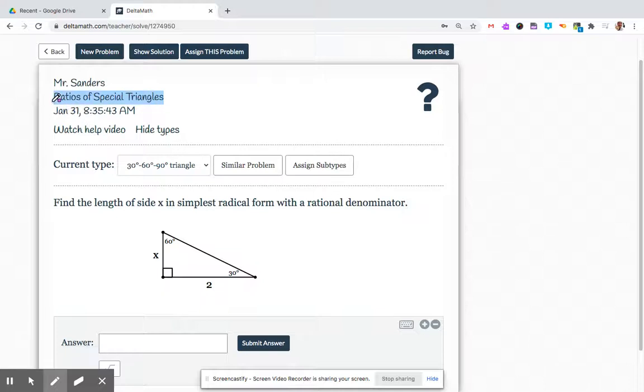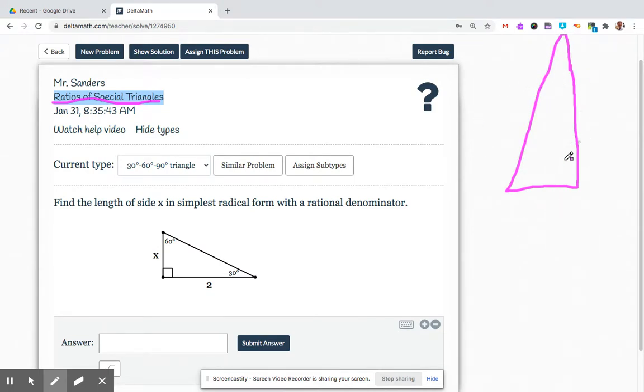All right, we're looking at ratios of special right triangles again. This time we'll look at a 30, 60, 90 triangle. I'm not going to lay out everything like I did last time, but it's always good to write it out and remind yourself. So this is how I always draw it to remember it. It's something that you do have to memorize.